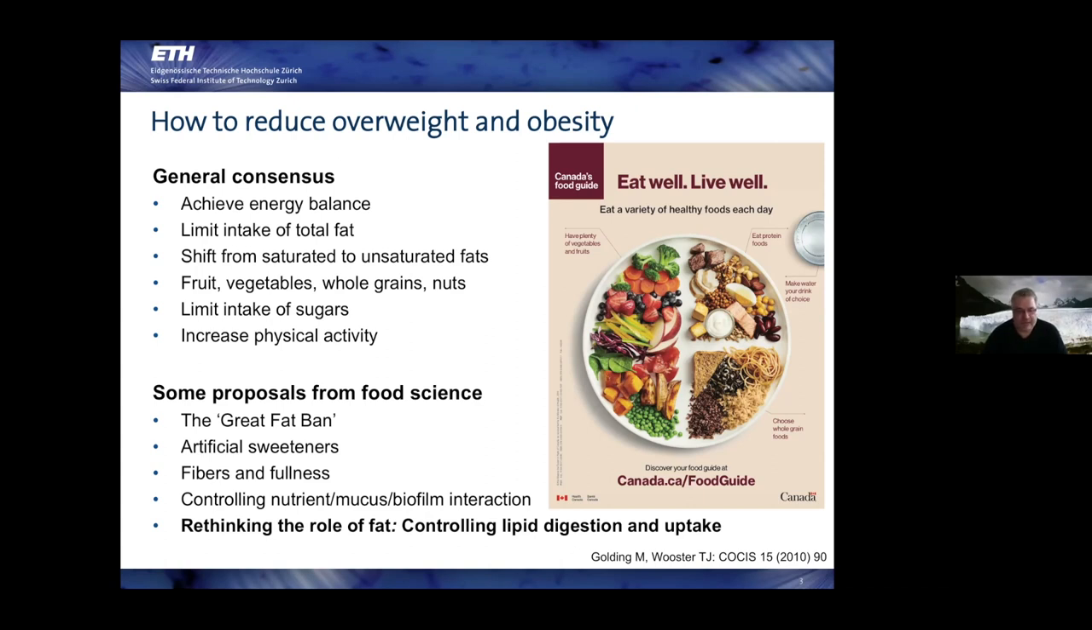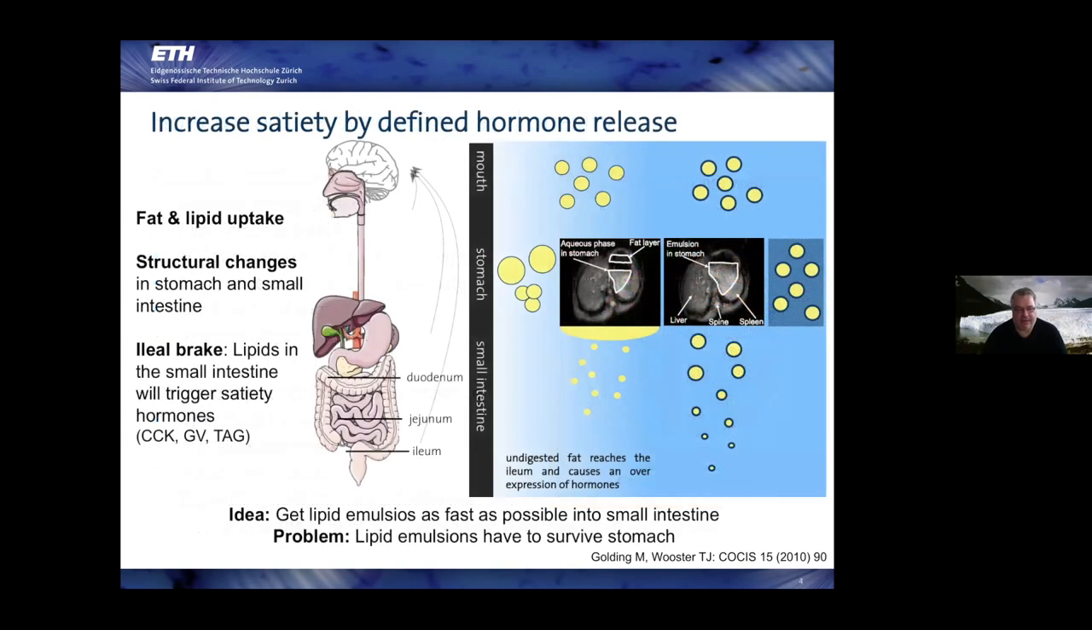And that was introduced 10 years ago by Matt Golding and Tim Wooster, at that time at CSIRO in Melbourne. Saying that when we have fat in our food, our body is able to induce satiety hormones that are going to stop eating. The problem is that we take up fat, it is digested in the stomach and then in the small intestine. So the problem over here is more that we have to get the fat to the right place.